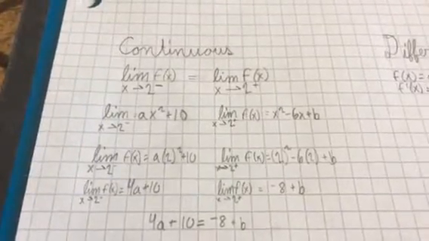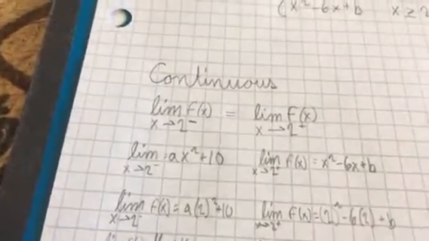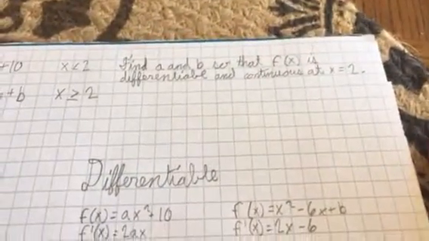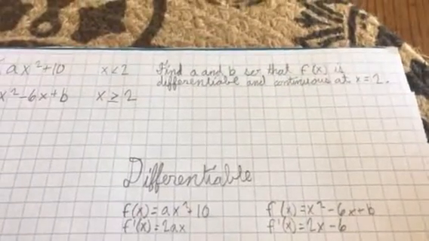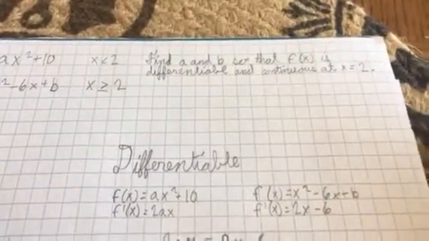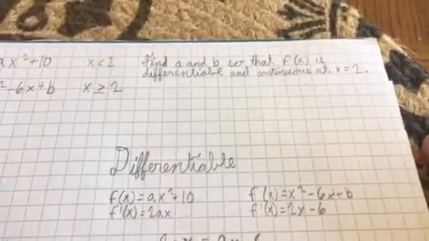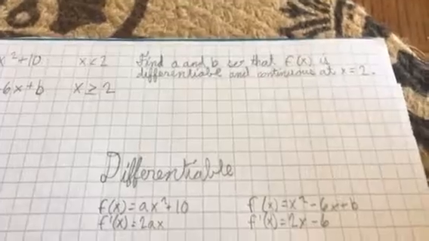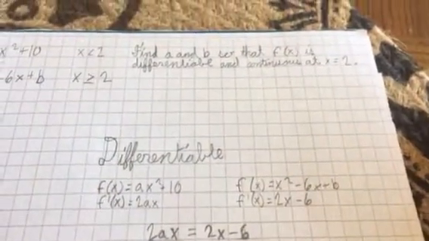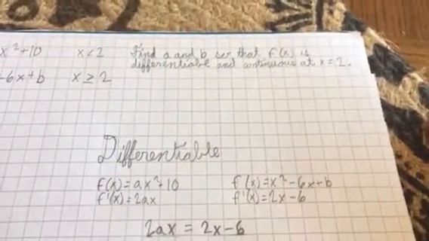And now we can move over to figure out if it's differentiable by setting the derivatives of both of the piecewise functions equal to each other. So the derivative of ax squared plus 10 is 2ax, and the derivative of x squared minus 6x plus b is 2x minus 6. And now we have to set these equal to each other to figure out if it's differentiable or not.